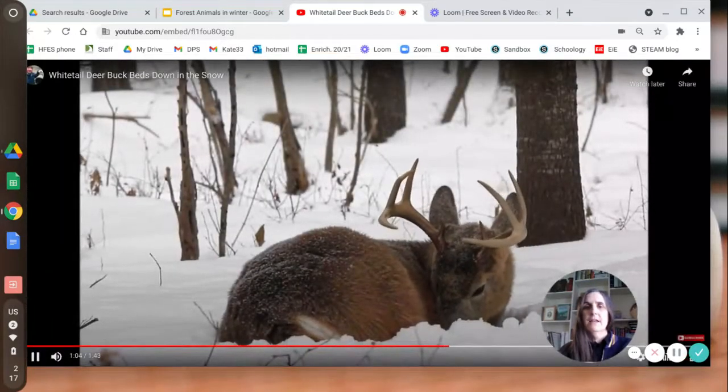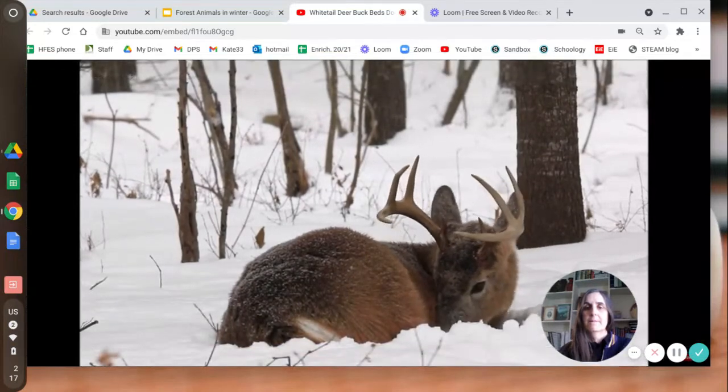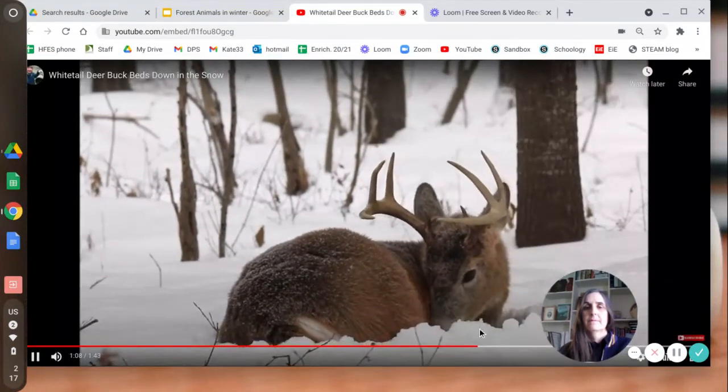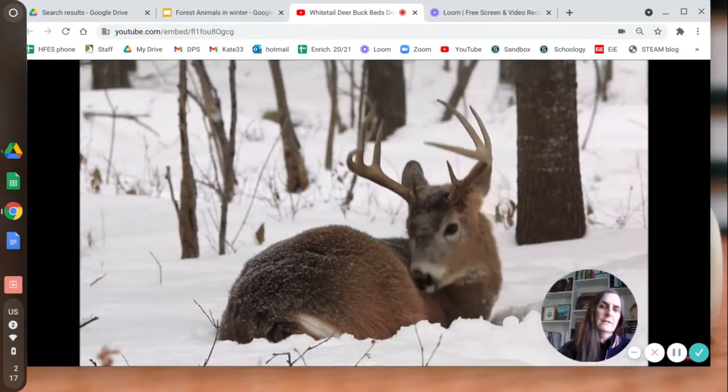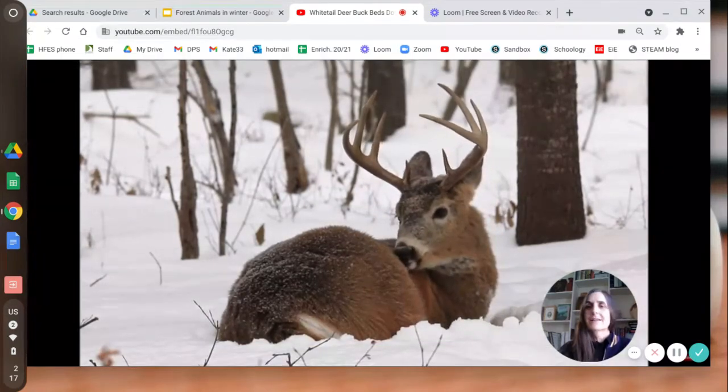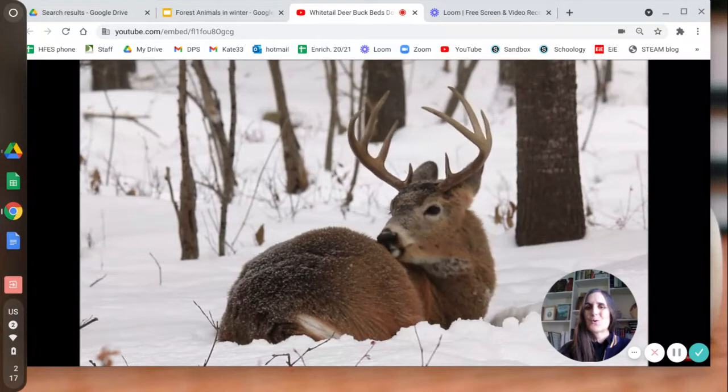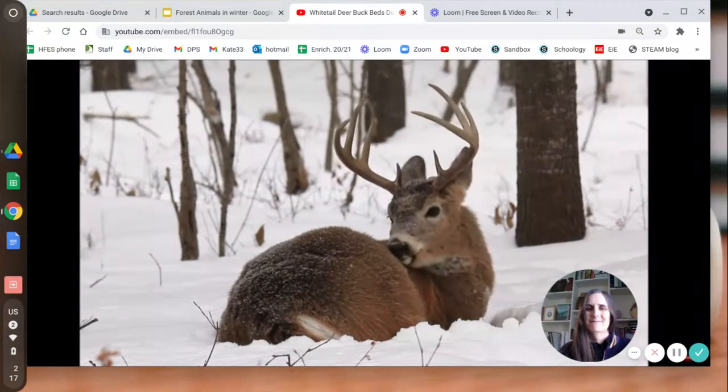What can we observe next? It looks like he's starting to lick himself like a cat. I wonder if he's grooming himself like cats do.